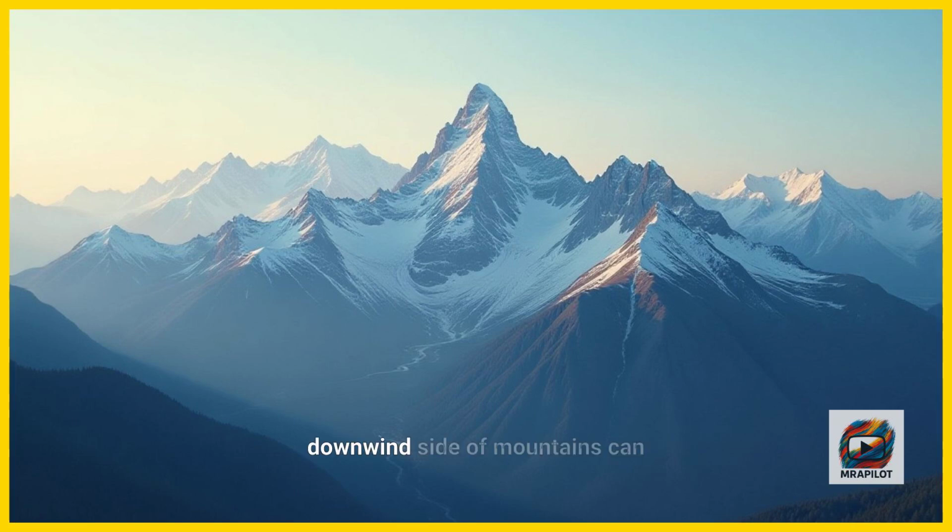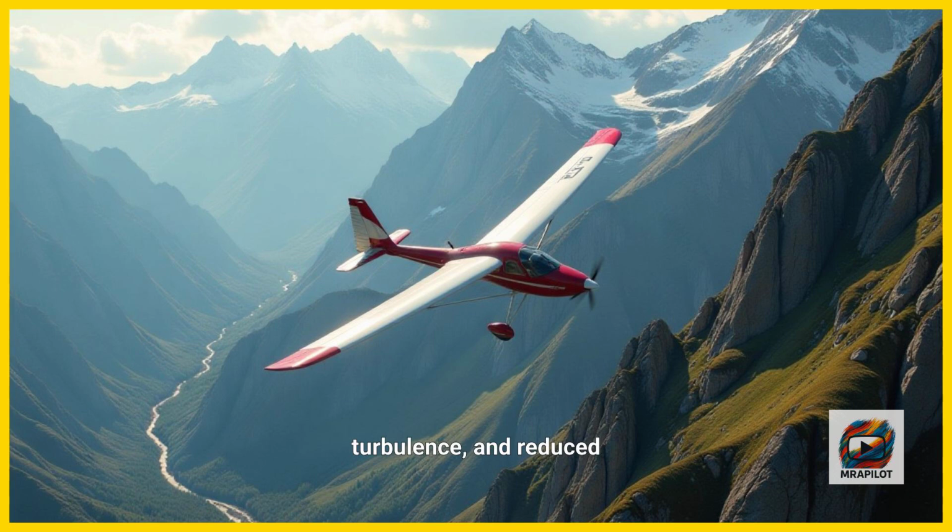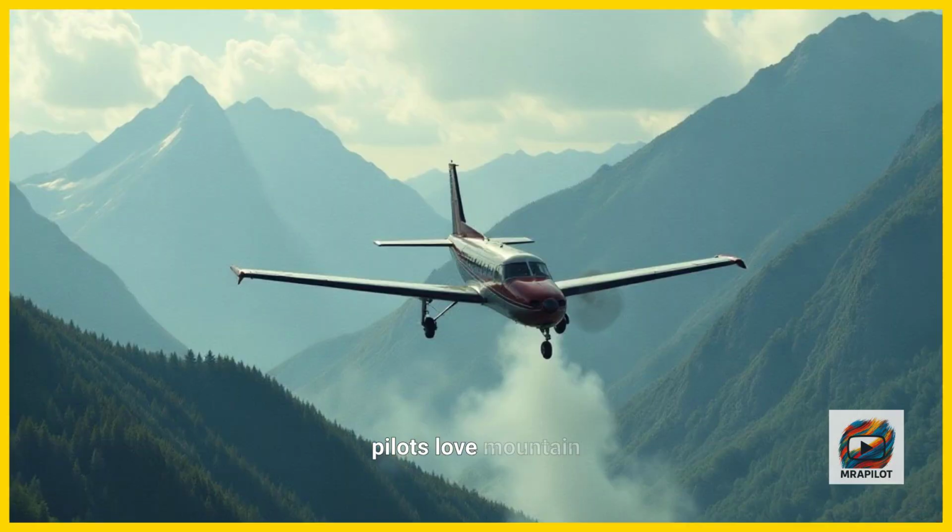As air rises along a slope, it cools adiabatically and may reach dew point, forming clouds and precipitation. On the lee side, the air descends and warms, creating dry, warm foehn winds. This warming effect on the downwind side of mountains can cause temperature spikes, turbulence, and reduced humidity. It's why glider pilots love mountain waves, but it can catch others off guard, especially near terrain.